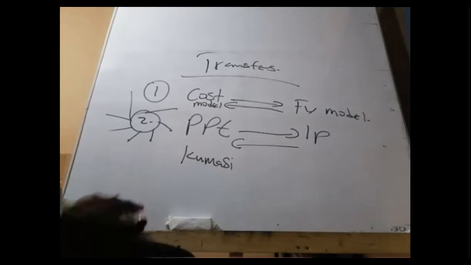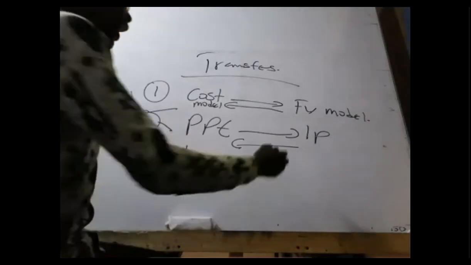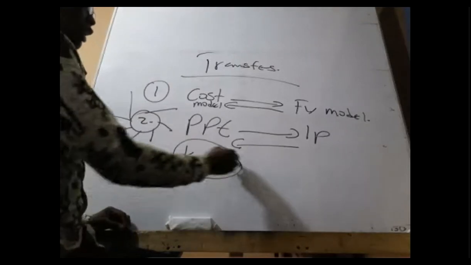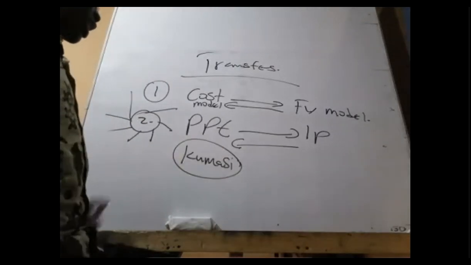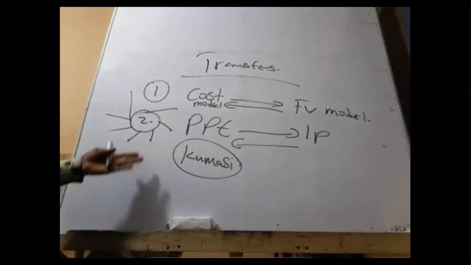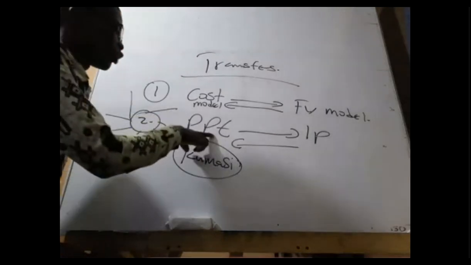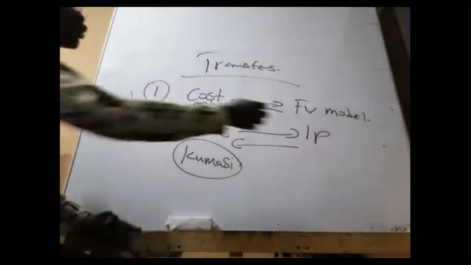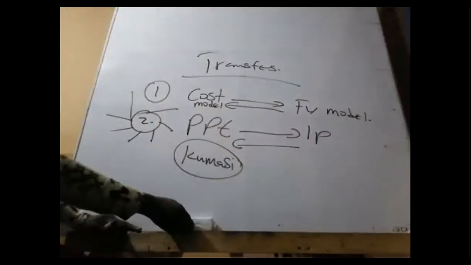And then you relocate the head office from Kumasi to Accra. So now the Kumasi building became vacant or empty. So what do you do? You try to lease it out as an investment property. So that's a transfer from PPE to investment property. And likewise, you can also move from investment property to PPE. Take note.